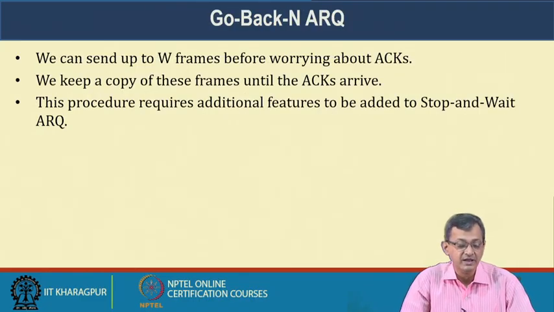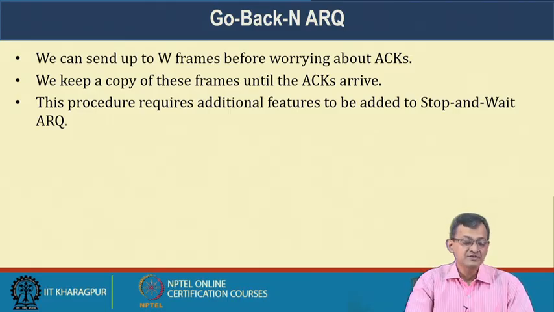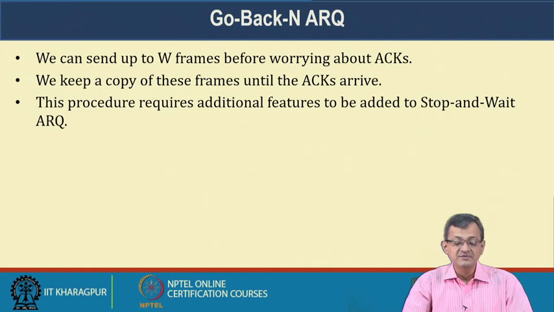In go back N ARQ, we can send up to W frames before worrying about the acknowledgement. We send the W frames and keep a copy of these frames until the acknowledgement is received. This procedure requires additional features to be added to the stop and wait ARQ, right.